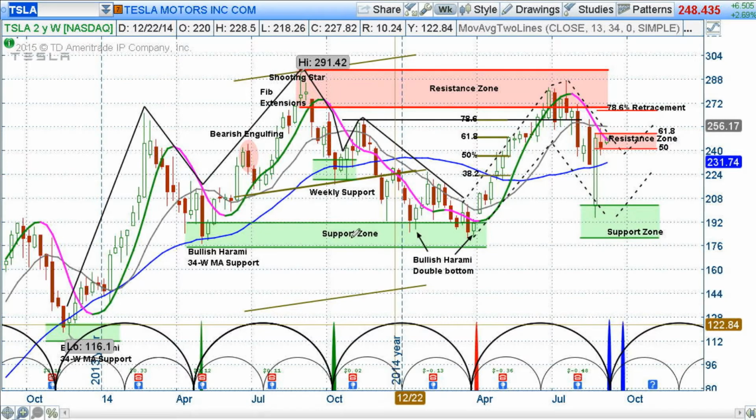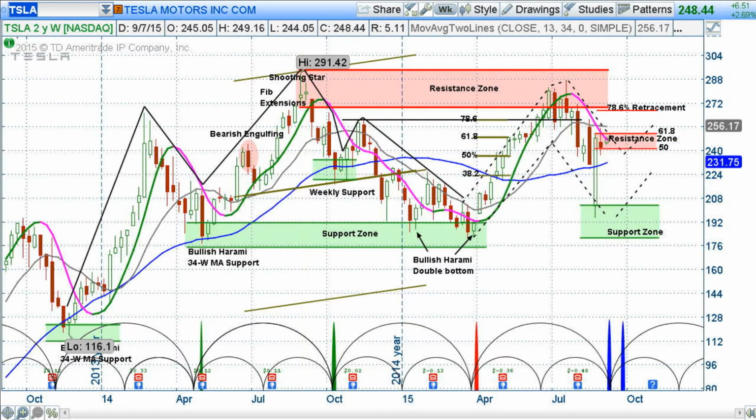We also use the Hull moving average, H-U-L-L, which is very, very helpful to help identify the patterns. That's this moving average right in here. We use the default 20, and you could see that rhythm right in here. So when it turns green, it's positive. When it turns that kind of light purple, it's negative.